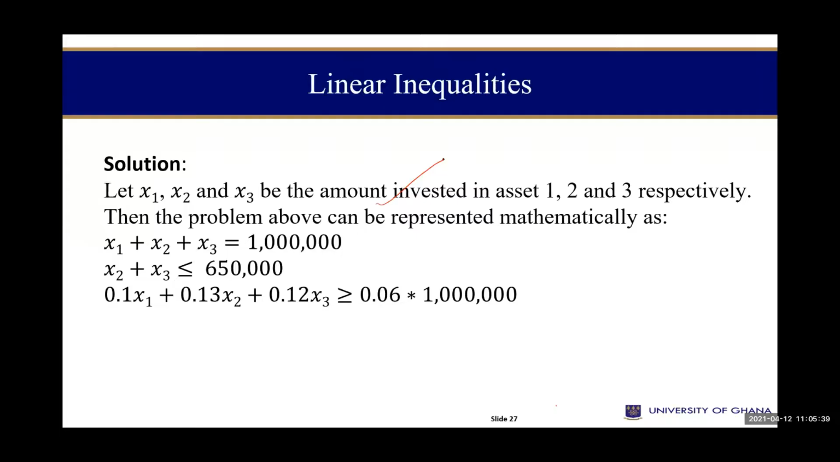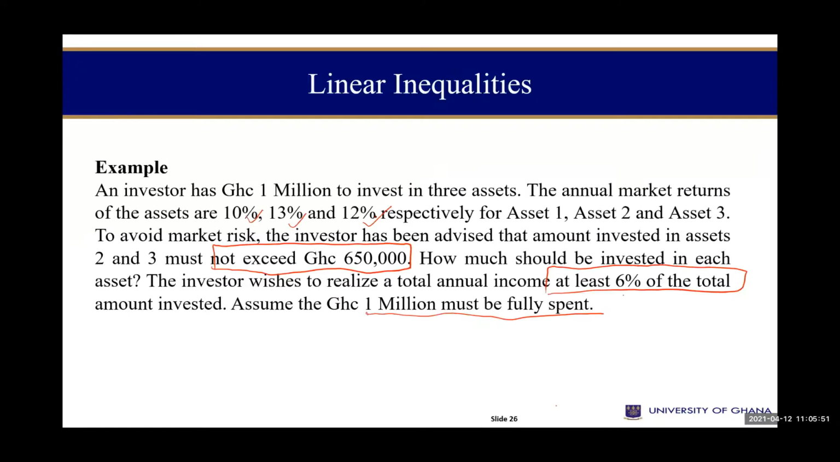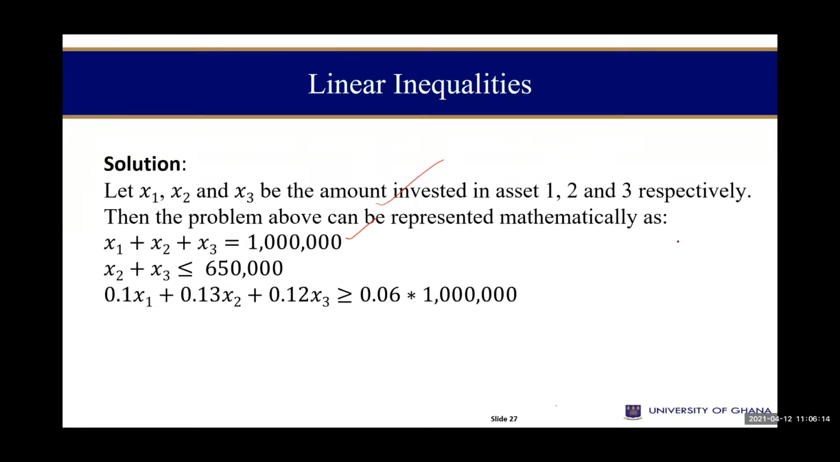So these are our decision variables. We can invest all the amount, means that x1 plus x2 plus x3 is equal to what? 1 million. We are told that the amount we invested in assets 2 and 3 must not exceed, and must not exceed means you cannot go above what? 650,000. You can either invest below or you can invest the exact amount. That's why we have this statement here: x2 plus x3 is less than or equal to 650,000.